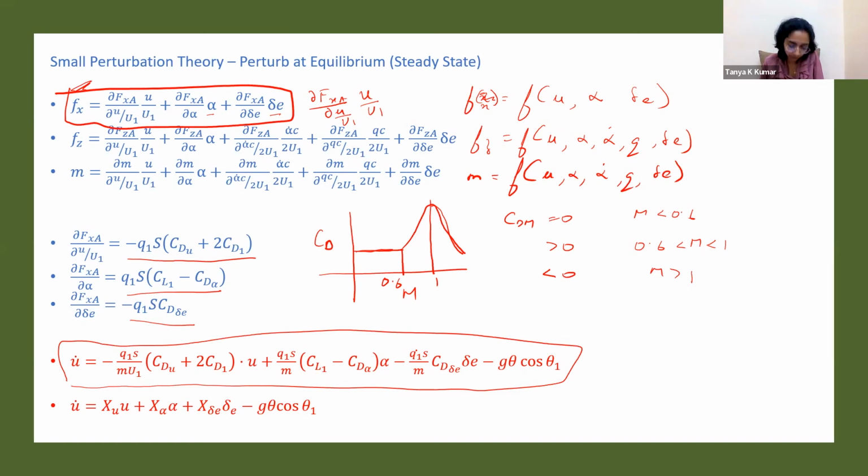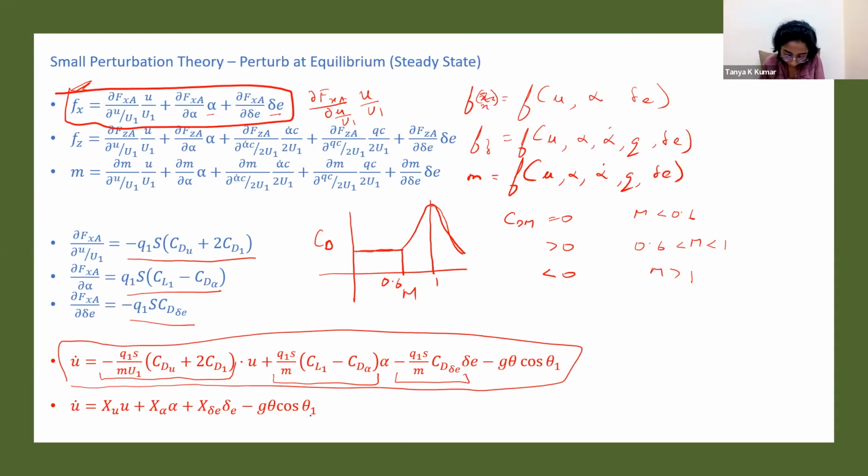Now we simplify it and write it as U dot is equal to Xu u plus X alpha alpha plus X delta E delta E minus g theta by cos theta 1. We write this to represent it finally in a simplified matrix form. Okay, so this Xu is nothing but this term. This entire thing is Xu. This entire thing is X alpha. This entire thing is X delta E. And g cos theta 1.